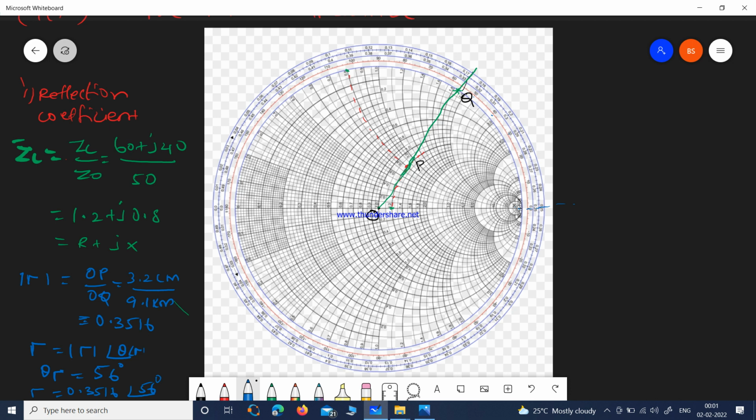The second is standing wave ratio. Standing wave ratio is not that difficult, it's easy. You need to take the radius OP, this point, and from this you need to draw a circle. You have to use a compass. Don't draw in freehand. Please take a compass. So we need to draw a circle with radius OP.